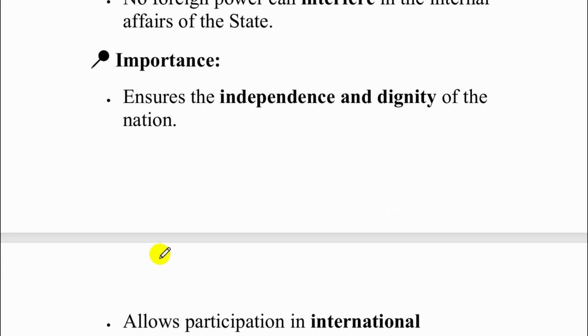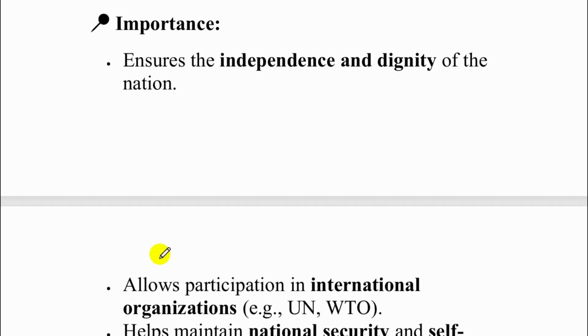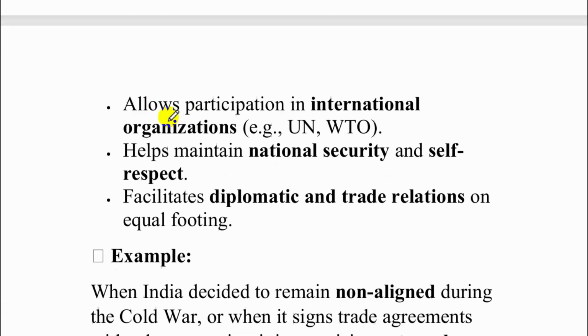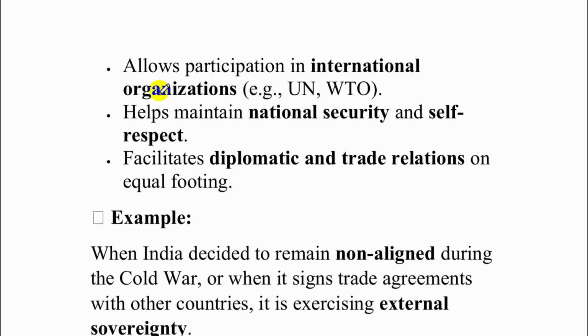Let's look at why external sovereignty is important. It ensures the independence and the dignity of the nation. It allows participation in international organizations, example UN, WTO, etc. Helps maintain national security and self-respect. It facilitates diplomatic and trade relations on equal footing.